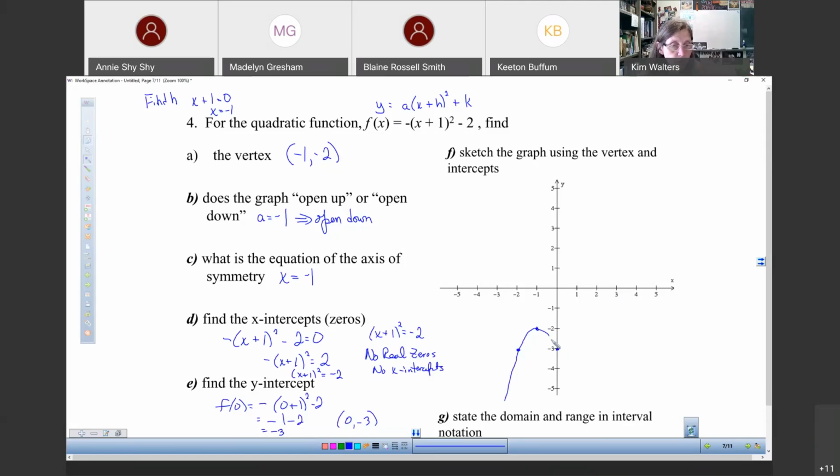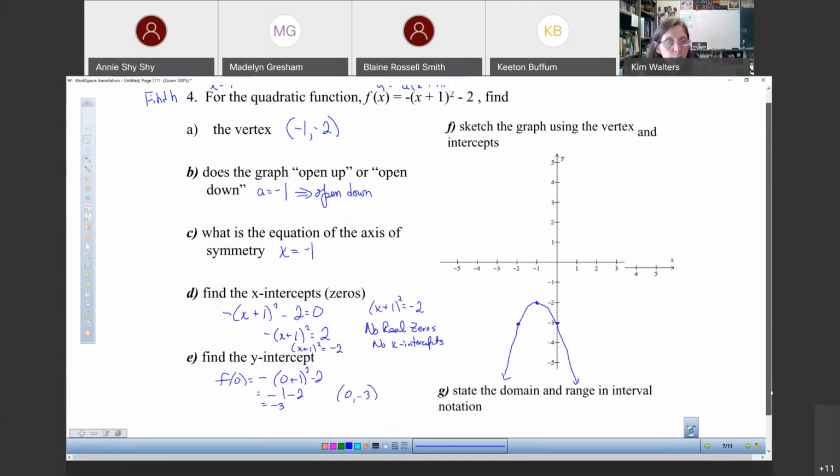And my graph looks like this, right? And indeed, it does not have any x-intercepts. So that was perfect. You think we planned that or something?